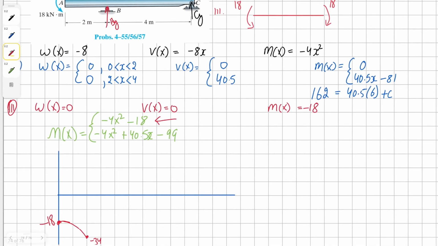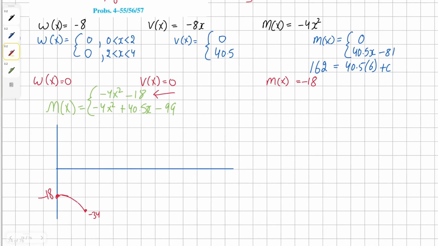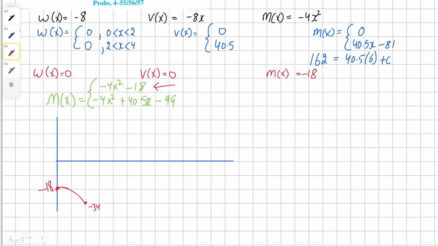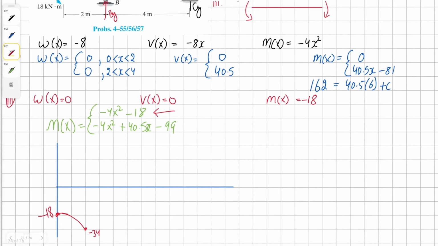For region 2, one thing we have to recognize is there is going to be an intersection at our shear diagram, which is going to give us our maximum of our moment in this case. So to find out about that, we'll first of all have to find our shear equations. For region 1, we're simply going to have negative 8x, and for region 2, it's going to be negative 8x plus 40.5.